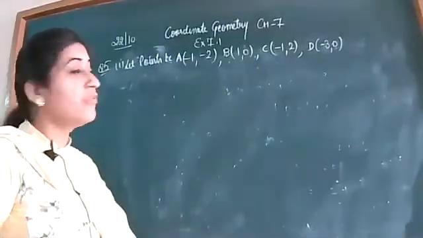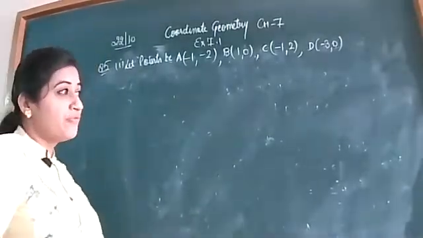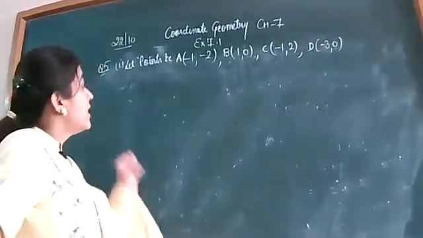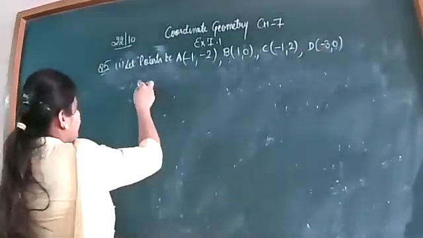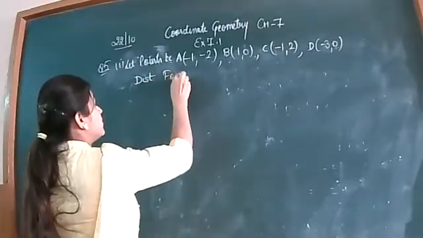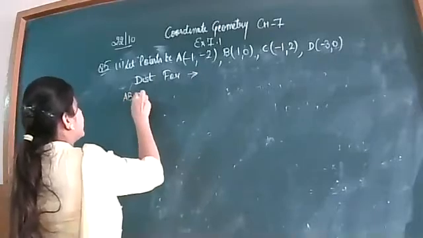So you have to check which type of quadrilateral these points are forming. For finding the type of quadrilateral, you have to find the length of each line segment. For this, you will write the distance formula first. Distance formula you all will write here. After this, we will find AB.